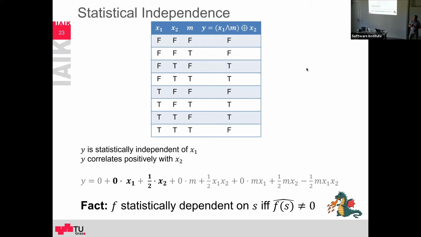And this you can make rigorous. There is a theorem that says that f is statistically independent of an input s if and only if the Fourier coefficient is 0. Basically. And this is nice, right? Because now you can go through all of your secrets and ask, does the function that I have correlate with my secret? Yes or no? If no, you're happy. If yes, you have a problem, right?